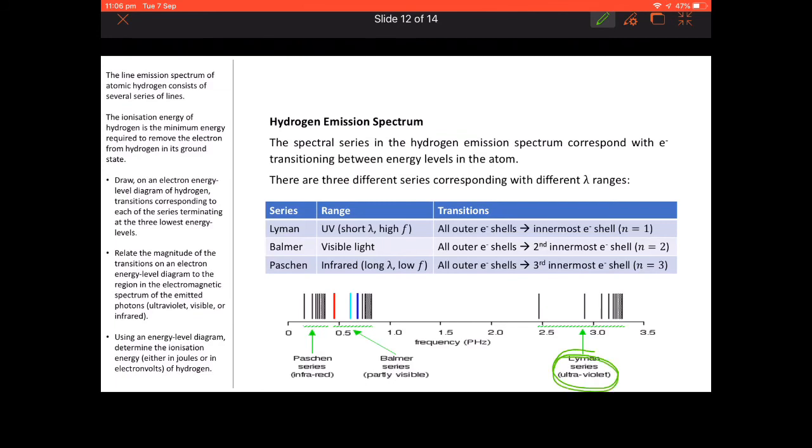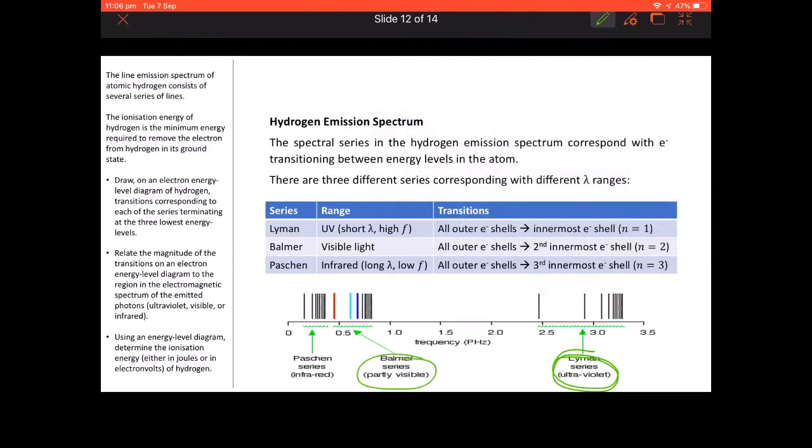So it's got the highest frequency photons, and these photons are emitted whenever any outer shell electrons transition to the innermost electron shell. So transitioning to that n equals 1 level.